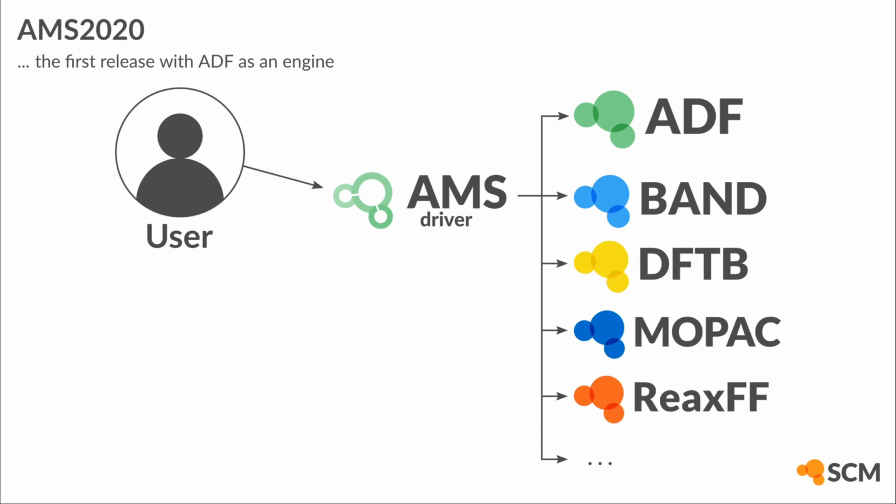There is also a bit of renaming going on in the next release. Traditionally, the prefix ADF was used to refer to the entire suite of programs. For example, our GUI program for setting up jobs was called ADFinput, even though it would also be used to set up DFTB and ReaxFF jobs. Starting with the 2020 release, we will only use ADF to refer to our flagship molecular DFT engine, while AMS is used for all general functionality that is useful no matter what engine you're using.